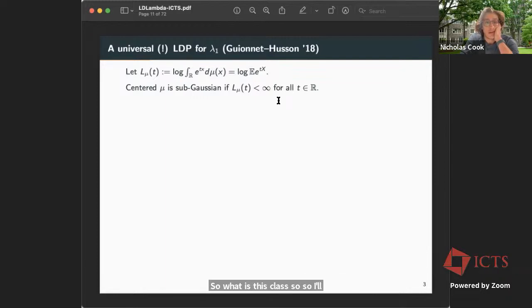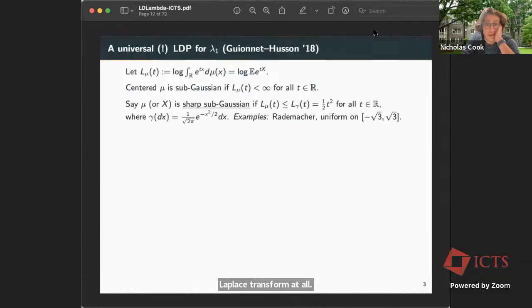I'll write L mu for the log Laplace transform of the measure mu, so it's the two-sided Laplace transform, the log moment generating function. And it's a standard fact that if mu is centered, then having sub-Gaussian tails is equivalent to the finiteness of this log Laplace transform at all t. This terminology was introduced by Guionet and Husson.